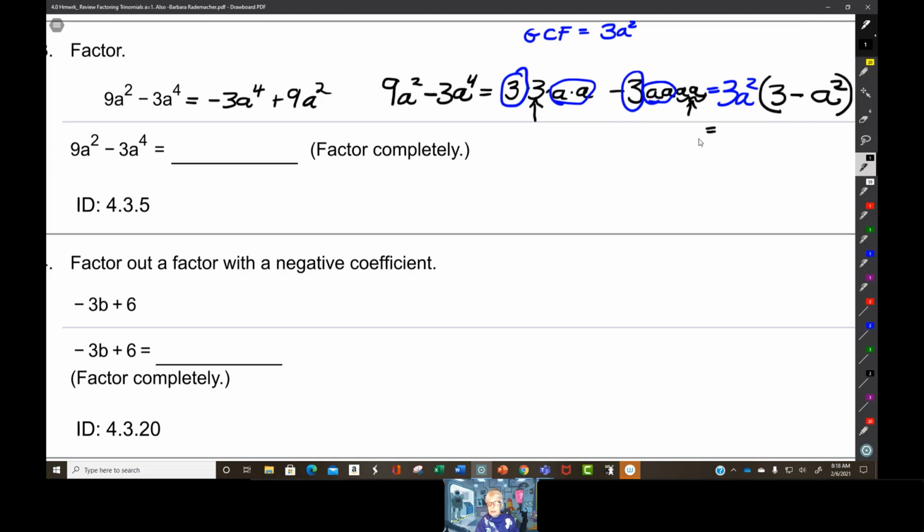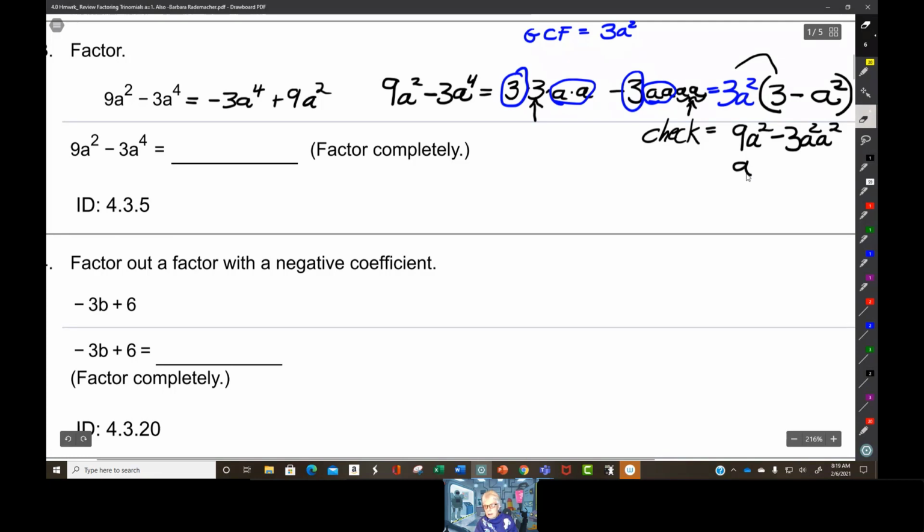So I can check this by redistributing. 3A squared times 3 is 9A squared. And 3A squared times negative or minus A squared is going to be negative 3A squared times A squared. And just going through all the steps to help you remember the rules of exponents. 9, 9. Well, it looks like an A. Beware of numbers and letters that look alike. They're out to get you.